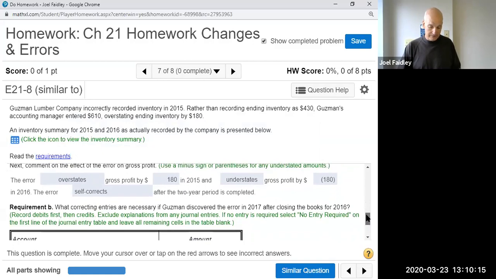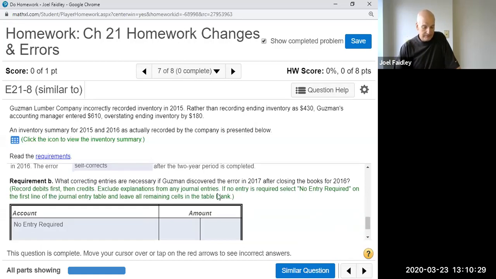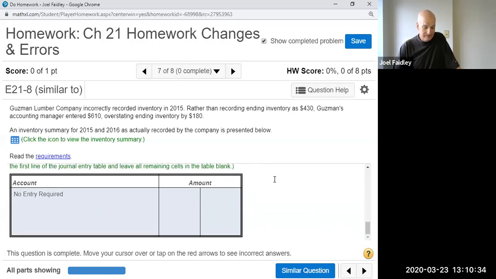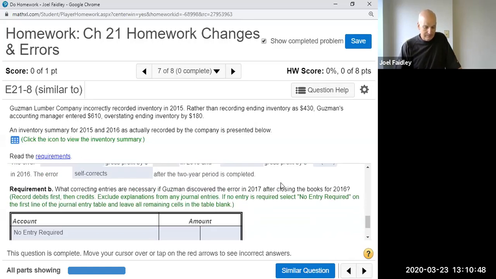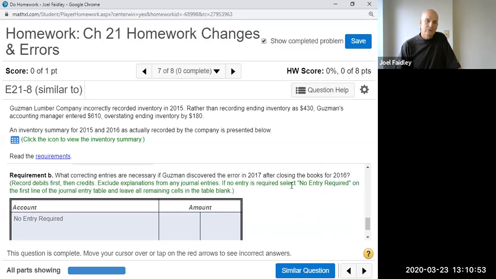Not real clear what they meant there, but all right, so what's the effect? The error overstates gross profit by 180 in 2015 and understates gross profit by 180 in 2016. It self-corrects. What journal entries are necessary? Guzman discovered the error in 2017 after the books were closed for 2016. Well, they're saying you don't make any entry because your inventory is accurate at that point. Of course, your balance sheets are incorrect and your income statement, but you're going to do that offline as opposed to making a journal entry. But a little bit strange, the way they state that. Because it self-corrects is what they're saying.